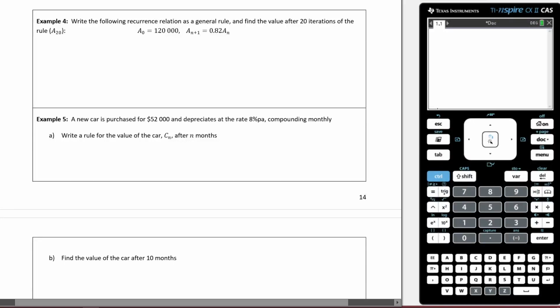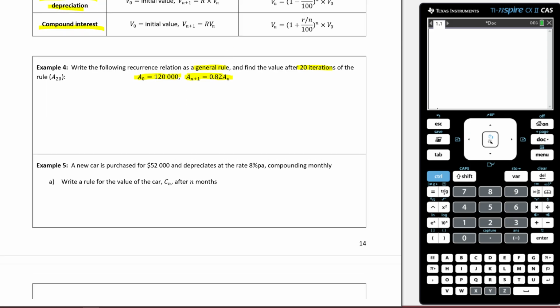All right, so let's go through this example here. It says, write the following recursion relation as a general rule and find the value after 20 iterations of the rule, so A of 20. As you can see here, the initial value is 120,000, and then the next term is found by multiplying the current term by 0.82. It's really important that you can look at this and understand what exactly it's saying.